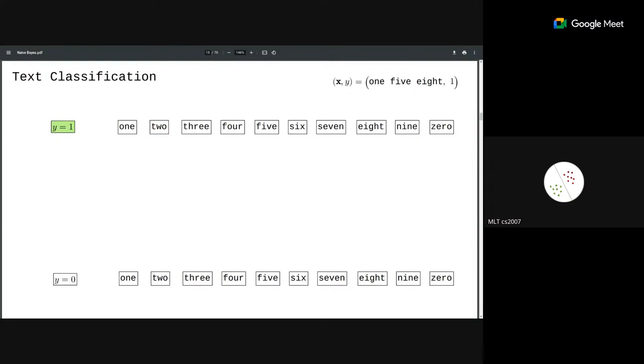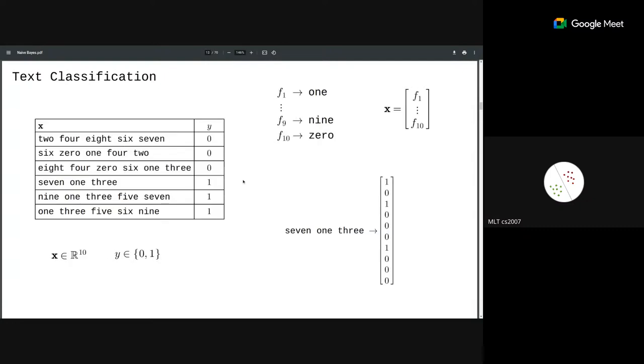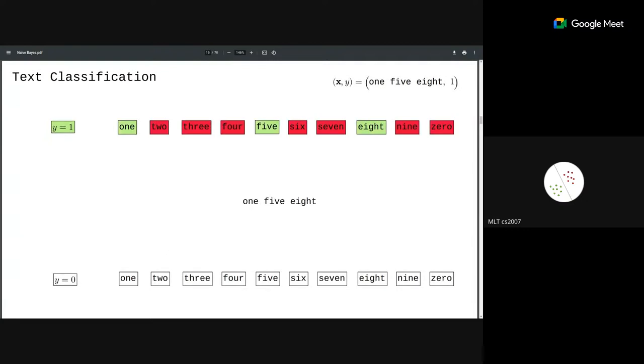The second step in the process is what? You will toss each of these 10 coins. Some of them will come up as heads, some of them will come up as tails. So whenever heads comes up, you include that word, right? So whenever it's green, you include it. Whenever it's red, you exclude it, right? So in that way, you get this particular training example, 158. Likewise, you have generated this entire data set of 6 data points. So that's what has happened.